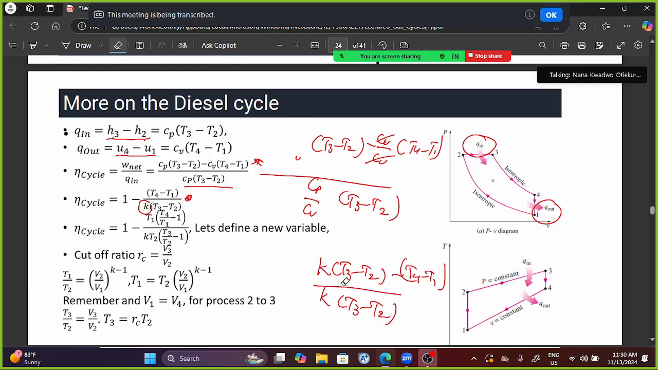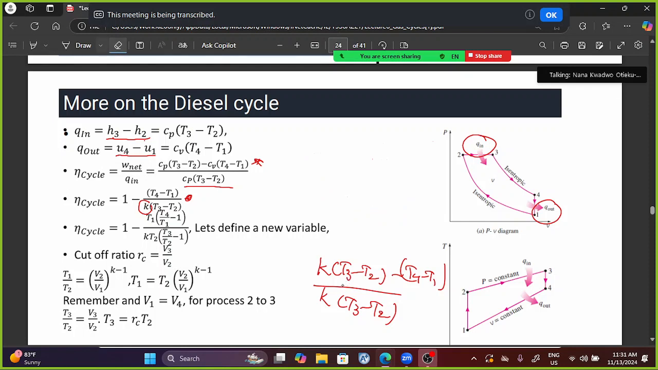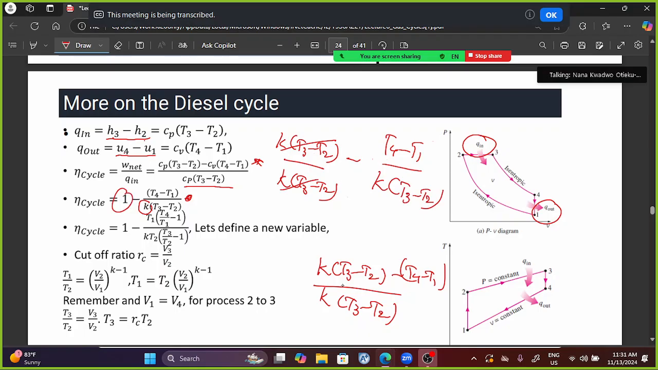And just as we did previously, we can write this as K(T3 minus T2) over K(T3 minus T2), minus (T4 minus T1) over K(T3 minus T2). So this cancels out to give us the 1 here, and this part that is left is what we see over here. And just as we did, we can factorize T1 and T2 out so that we have the expression in this way.